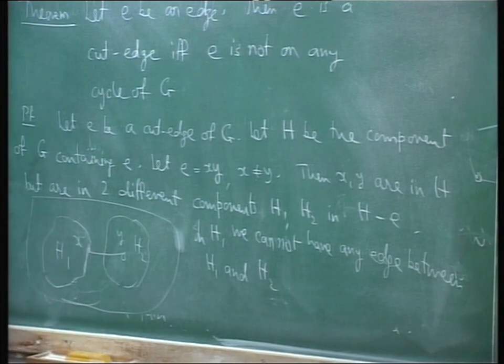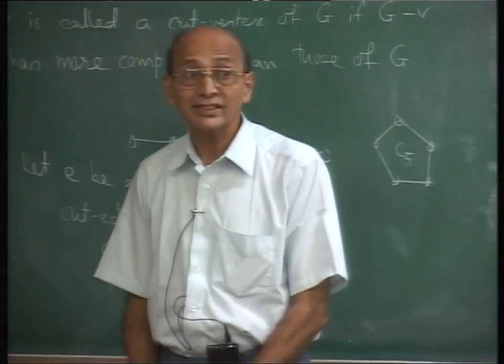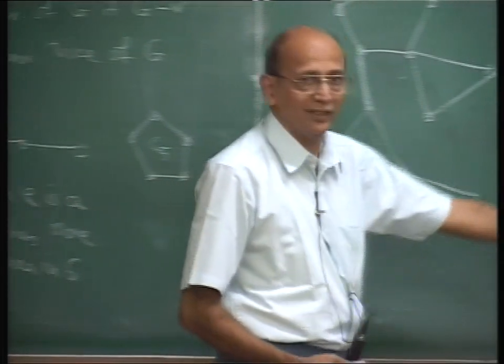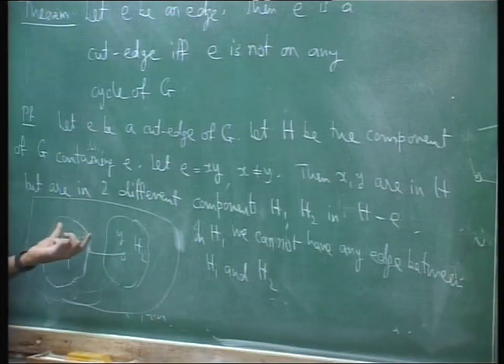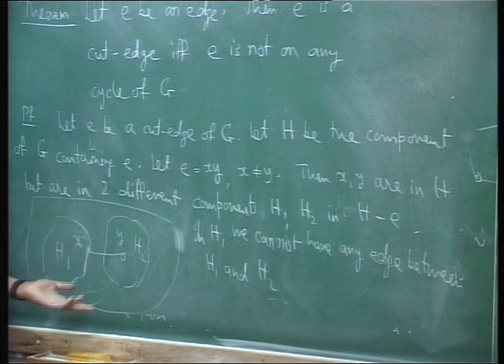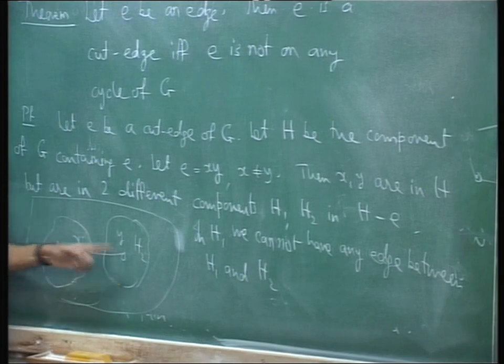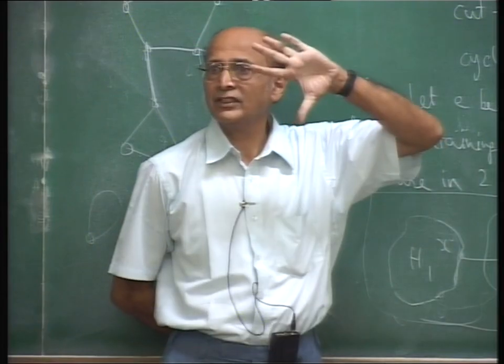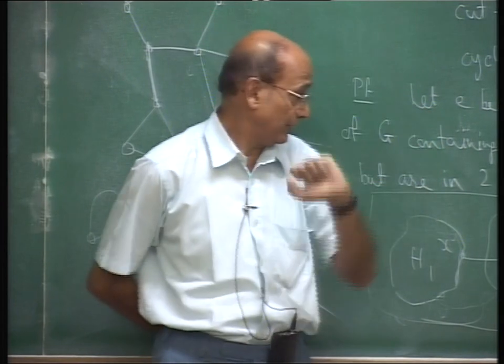That means that bridge, see, suppose there was one more bridge, then that bridge does not become a cut edge. Just because there is only one bridge, that is what has caused the whole problem. If there is one more bridge, then that bridge and that second bridge, they together will form a cyclic situation. Okay?